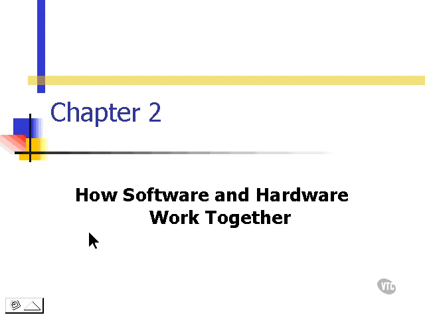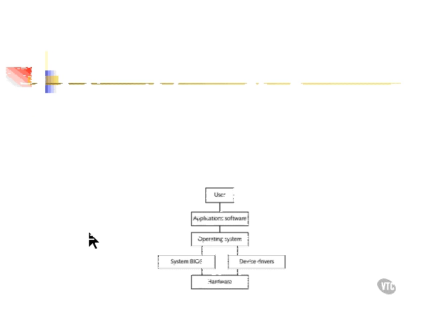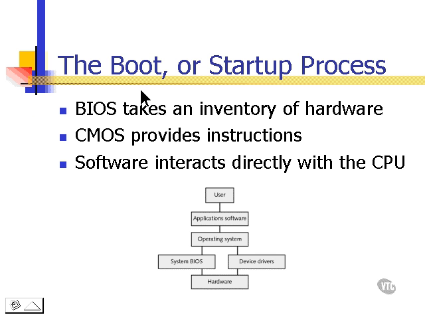Okay, now we're ready to take a look at how software and hardware work together in a computer. Software and hardware first meet each other in what's called the boot process or the startup process. This is when we start the computer. At this point, BIOS takes an inventory of all the hardware. CMOS provides instructions on how hardware and software will work together, and software interacts directly with the CPU.